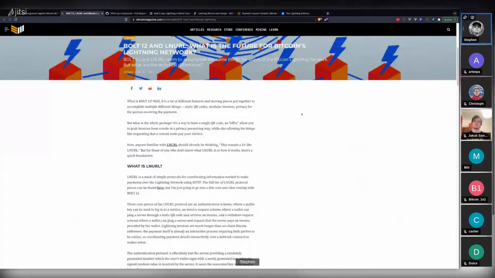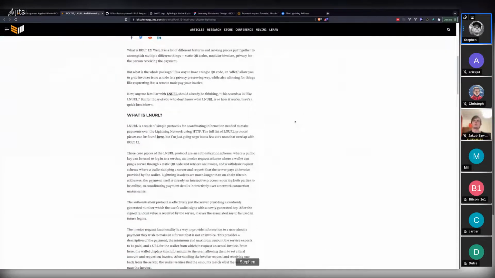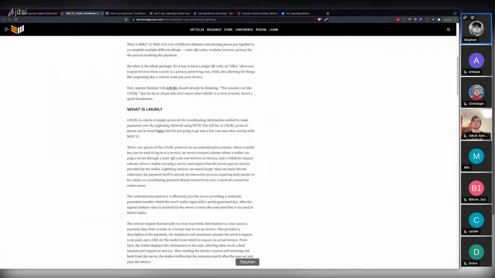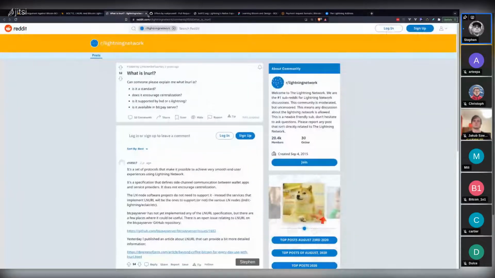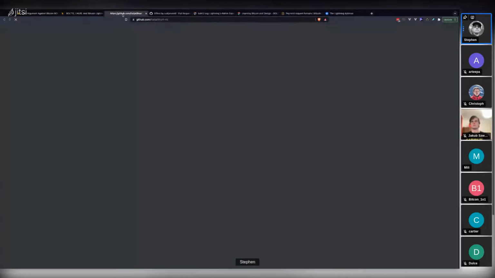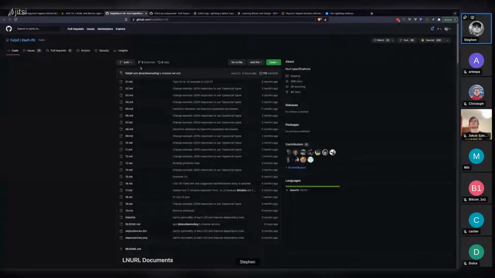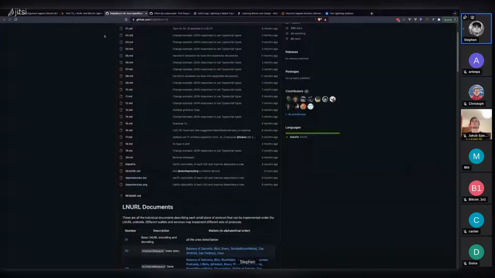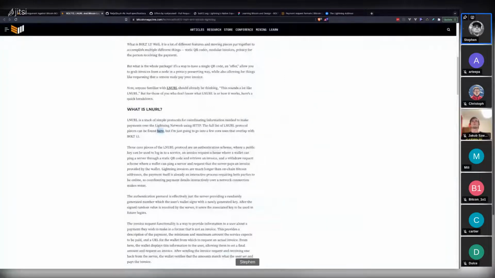LNURL does a lot of things. If you look at their spec repository, this is going to look scary for a second. Oh, that's not the spec repo, that's some Reddit thing. But here it is. There's a lot of specs and all that, so there's a lot of different things LNURL can do. But in terms of what Bolt 12 does, there's a lot of overlap in being able to reuse payment requests and all of that.